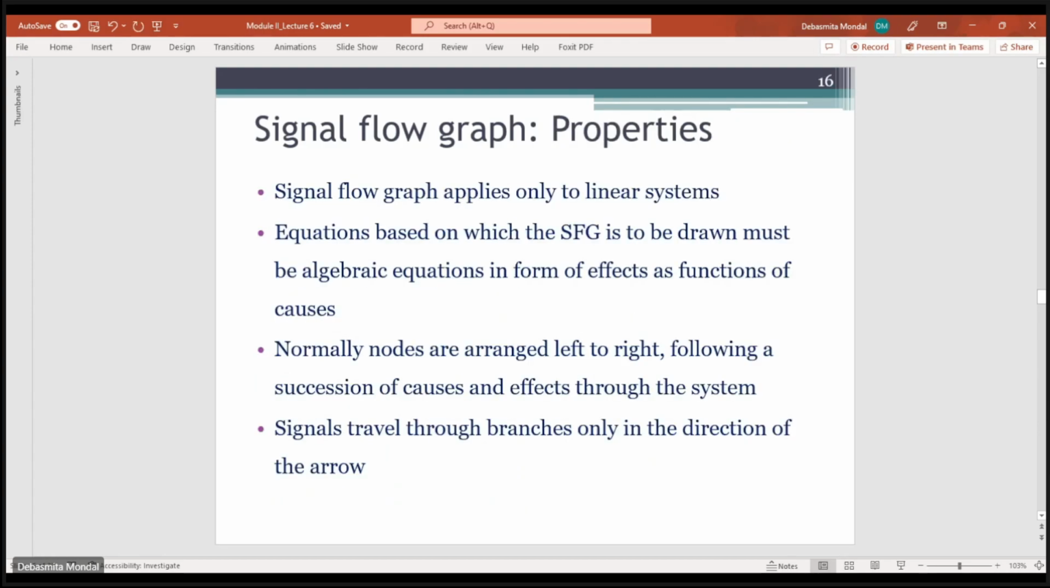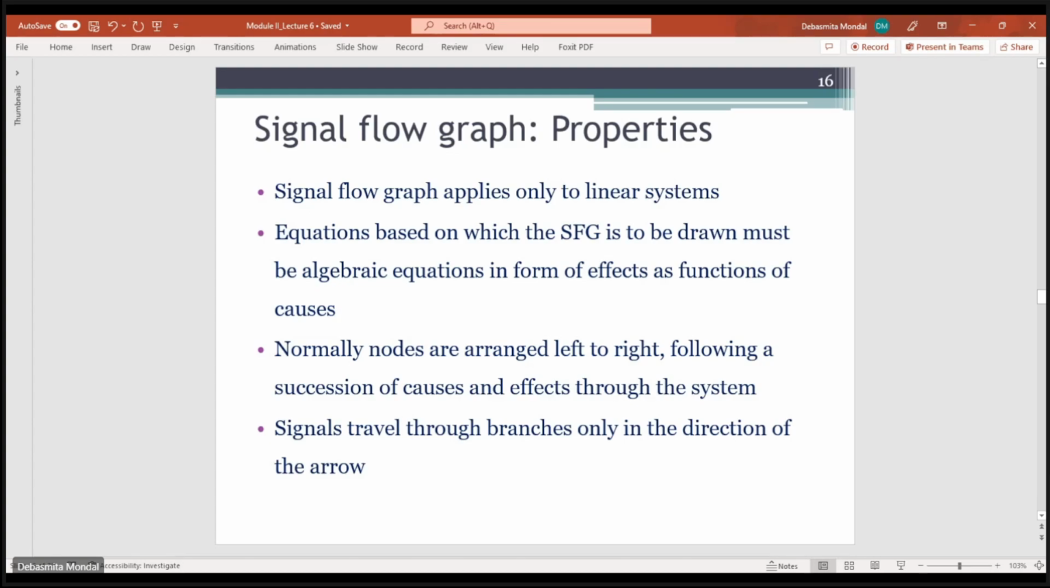Okay. Now let's talk about some properties of signal flow graph. Signal flow graph applies only to linear systems. The basic construction of a signal flow graph is done from the basic describing equations of the system. Whenever you are given a system, the first thing you need to do is write the equations which govern the dynamics of the system.